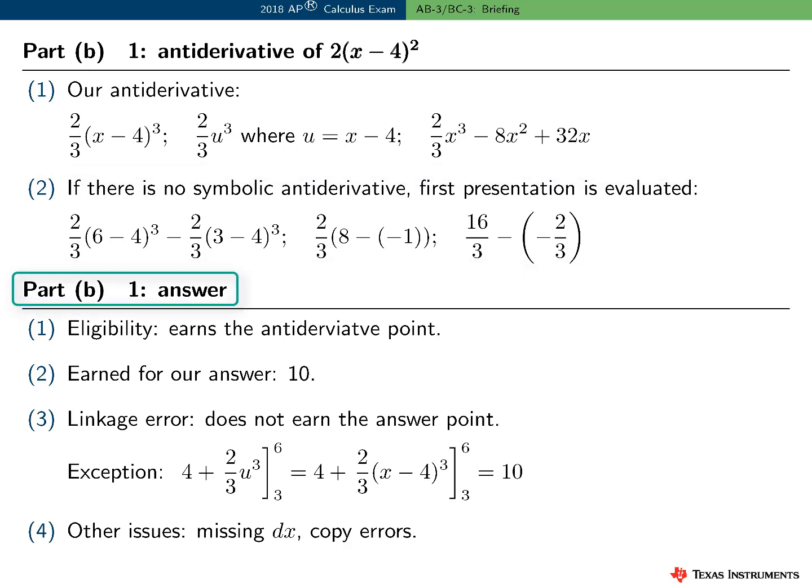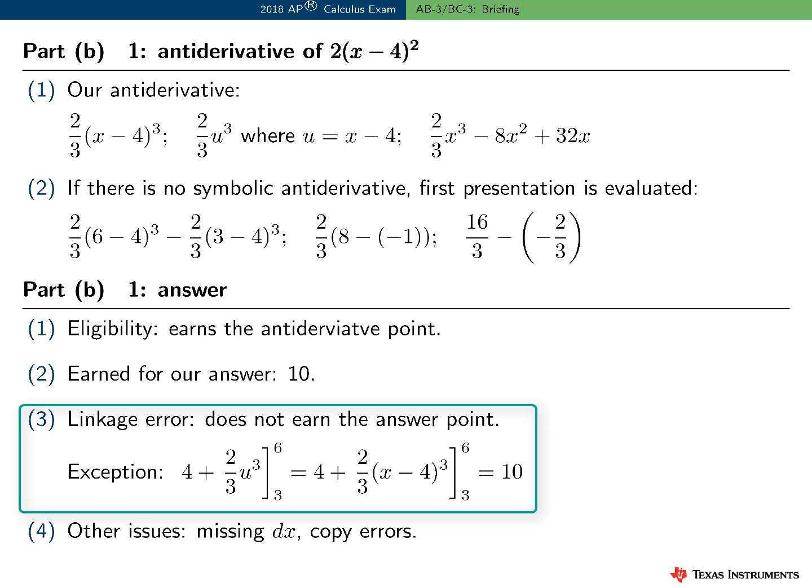The third point in Part B was for the answer, and there was an eligibility criteria here. The student must earn the antiderivative point to be eligible to earn this third point. This point was earned for our answer, 10.